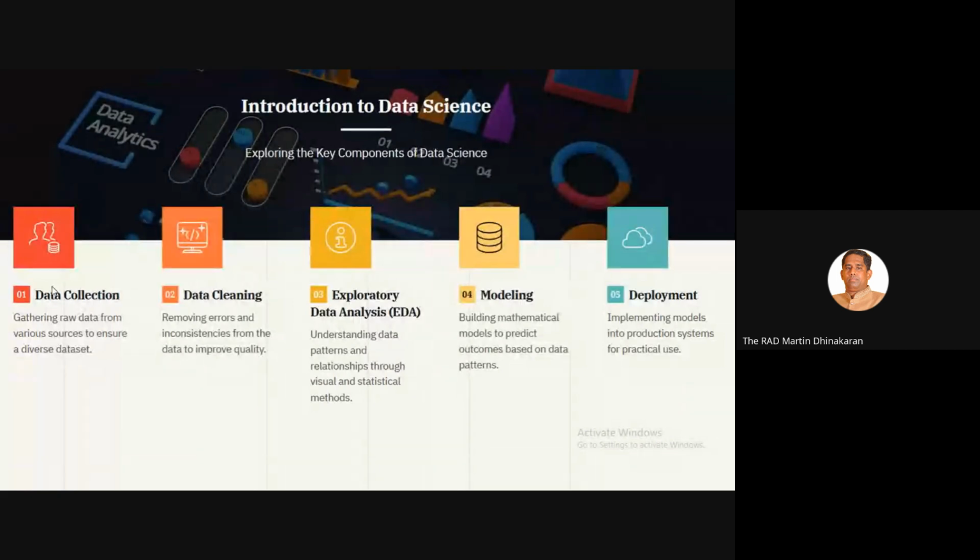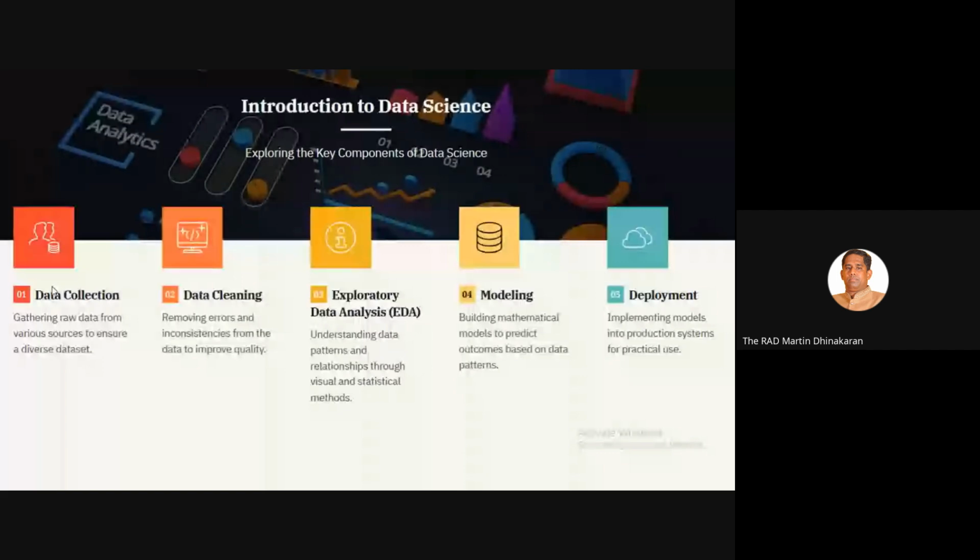For example, now that I'm speaking to you, that is also data, which is being transmitted to you online. Whatever we speak, whatever we post, the pictures, the videos, everything contributes to data science. The key components of data science are five. First is data collection, second is data cleaning, third is exploratory data analysis, which is called EDA, fourth is modeling, fifth is deployment.